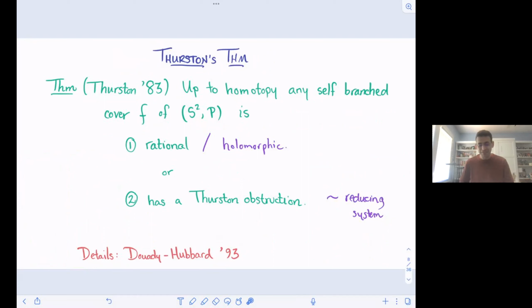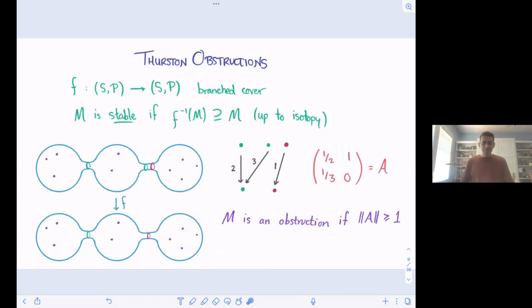Okay, so this is the foundational theorem in one-dimensional complex dynamics. You have a map of the sphere over itself, and you want to know: is it coming from a polynomial or a rational map? This tells you, except I haven't told you what a Thurston obstruction is yet, so I'm going to tell you that next.